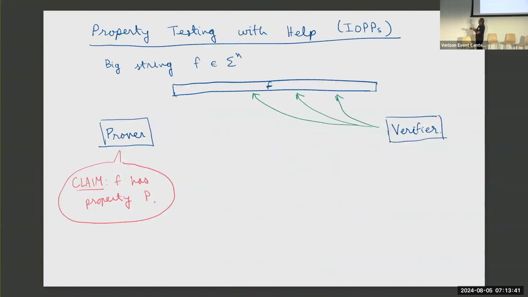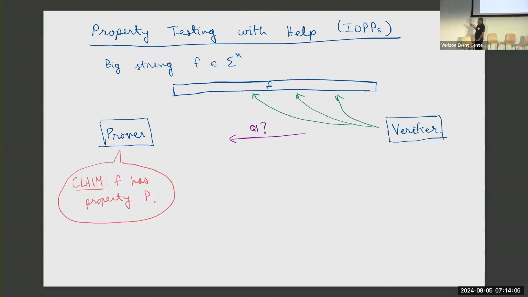And this is it. So this is the property testing with help problem for low degreeness. We have a string F in sigma to the n. We want to test if F is low degree or if it's far from low degree. And you have a verifier who is checking F. But there's also a prover available who's going to try to help convince the verifier of this. It claims that F is close to low degree. That's what property P is in this case.